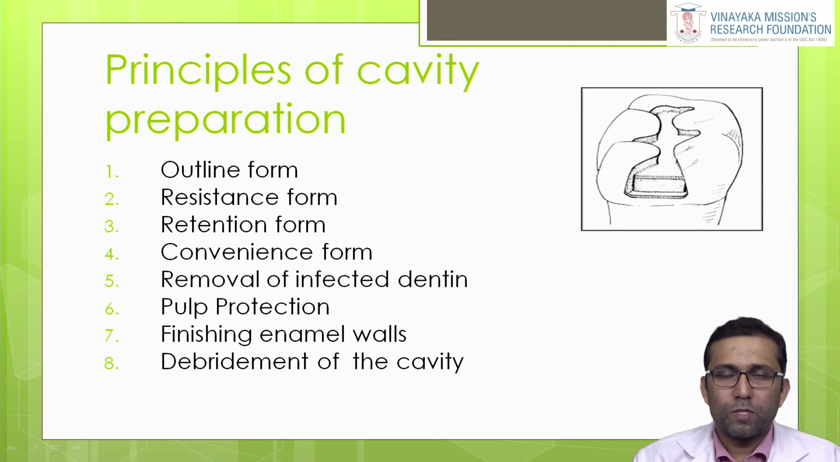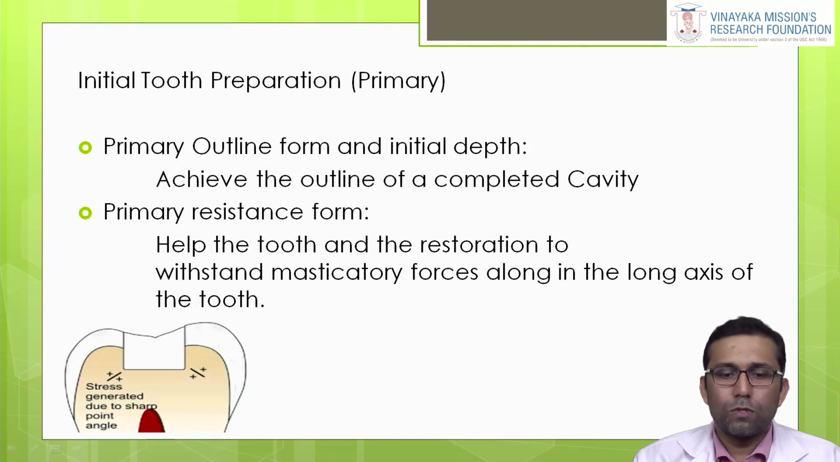Now the principles of cavity preparation. Again, this is the basic cavity preparation that we will follow for a permanent tooth, and later we will look at the differences in the primary compared to the permanent. The basic principles include outline form, resistance form, retention form and convenience form. After that come removal of infected dentin, pulp protection, finishing enamel walls and debridement of the prepared cavity. First, initial tooth preparation, or primary outline form or initial depth, is the form that achieves the outline of the final cavity it is supposed to be.